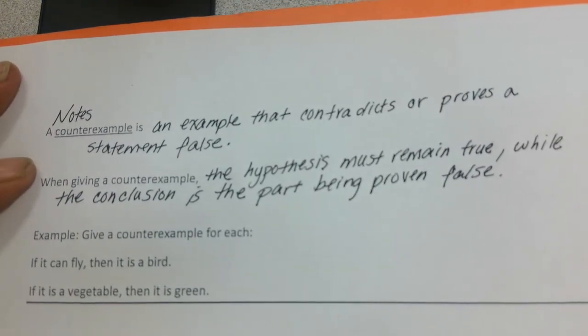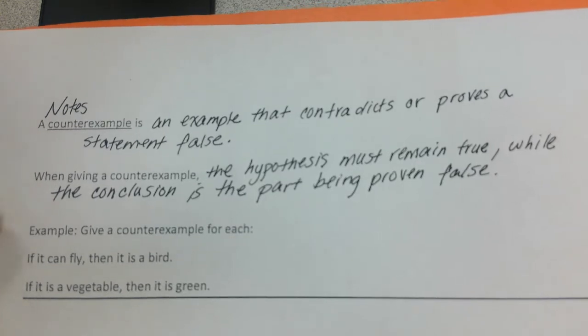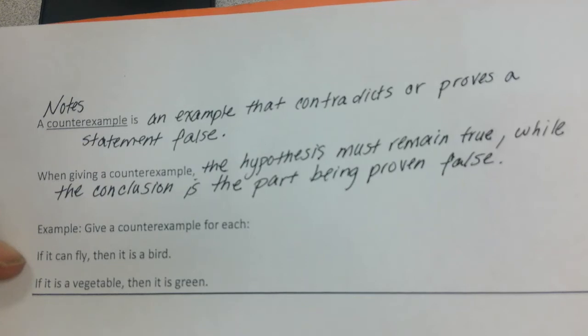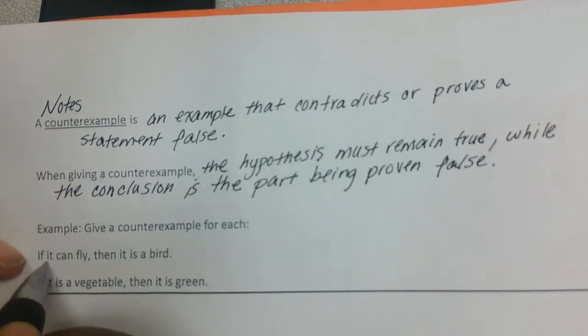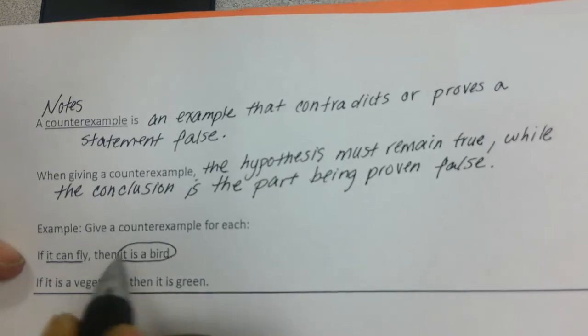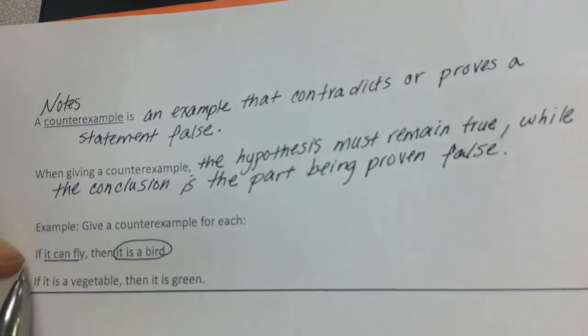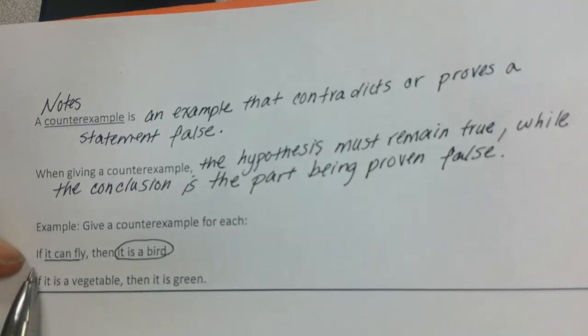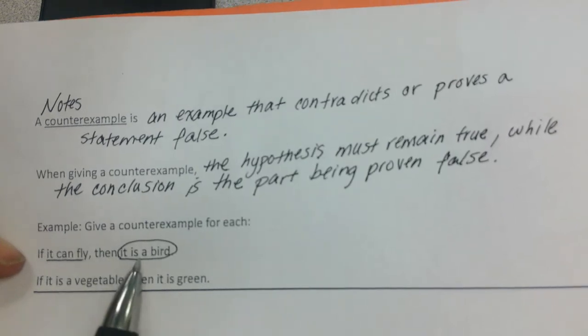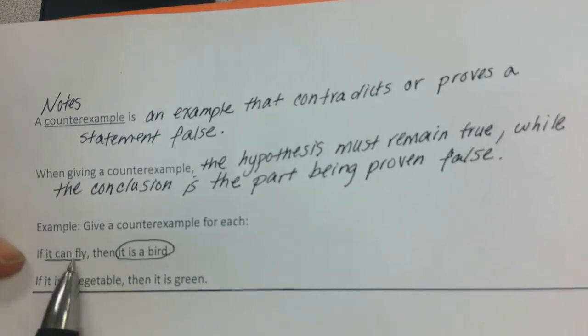So what that means is, if this is my example, if it can fly, then it is a bird. My hypothesis is that it can fly. My conclusion is it is a bird. I can say that this is not a true statement. The reason is that it has to be something that can fly. My hypothesis has to be true. It just can't be a bird.